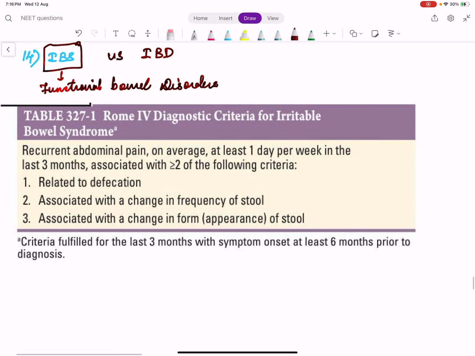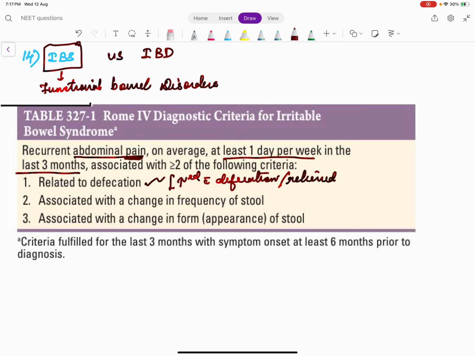So the definition is there is recurrent abdomen pain, right? So pain is an important criteria in IBS. At least 1 day per week in the last 3 months with at least 2 of the following criteria. The pain has to be related with defecation. Related means either the pain is increased with the defecation or relieved with the defecation. It increased with defecation or relieved with defecation.